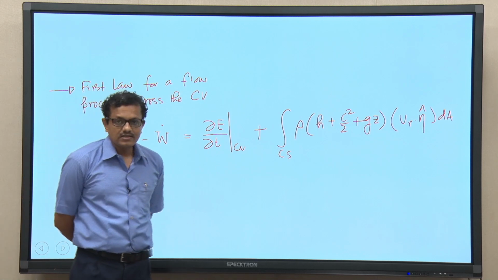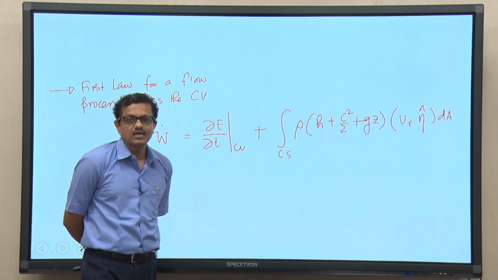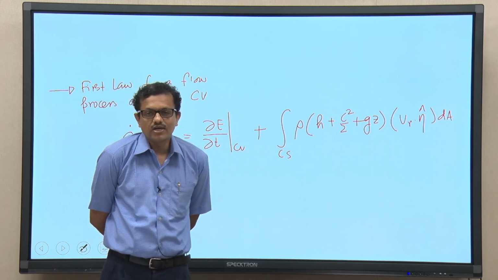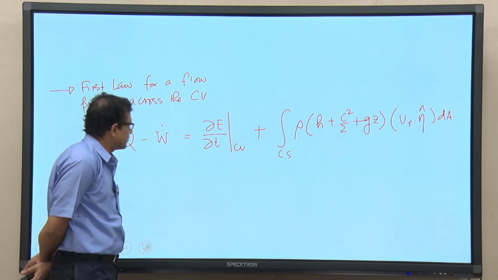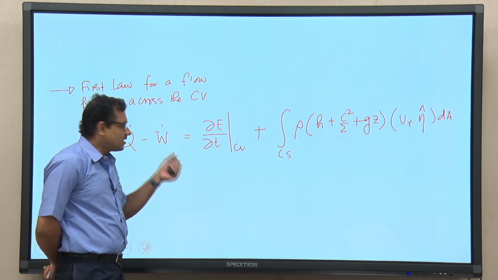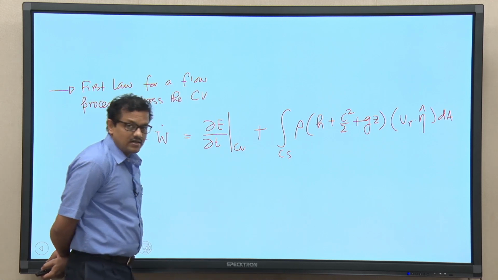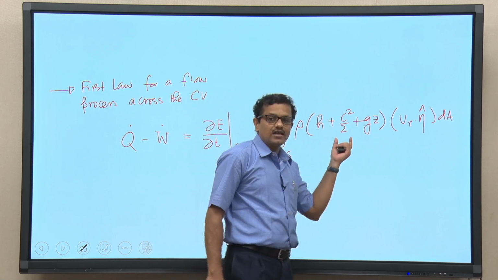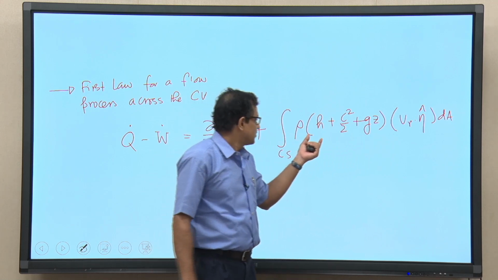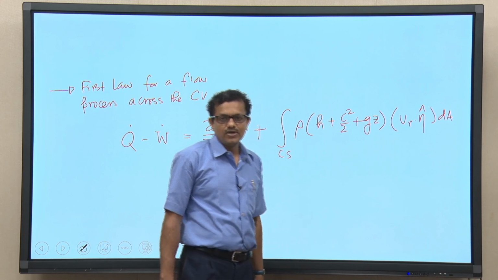Today we shall discuss whether this equation can be applied to a special process, and that process is steady state steady flow process, and what will be the mathematical form of this equation. We have also discussed that to arrive here we have taken one important assumption, that the properties remain invariant over the cross section through which flow is occurring.